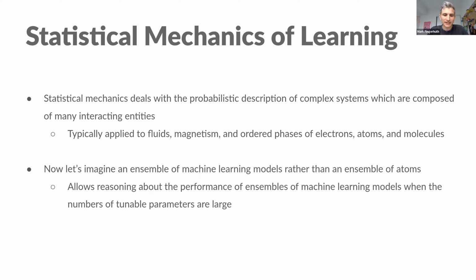However, we can apply it also to ensembles of machine learning models, where instead of dealing with an ensemble of electrons, we're now dealing with an ensemble of trained machine learning models, and we can reason about the performance of these models. Usually we're reasoning about the average performance of these models, especially when the number of tunable parameters in these models is large.